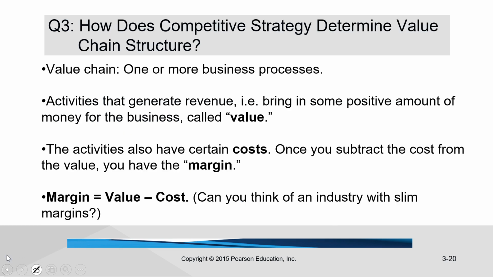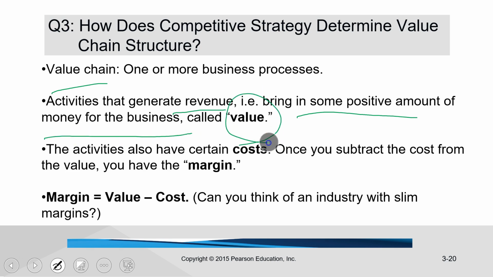Once an organization determines their competitive strategy, how does this competitive strategy affect value chain structure? Well, first let's define value chain. A value chain is one or more business processes. These are activities that generate revenue, that is, bring some positive amount of money in for the business, and that is referred to as value. So revenue or value, our book calls it value. The activities also have certain costs. Once you subtract the cost from the value, you have the margin.